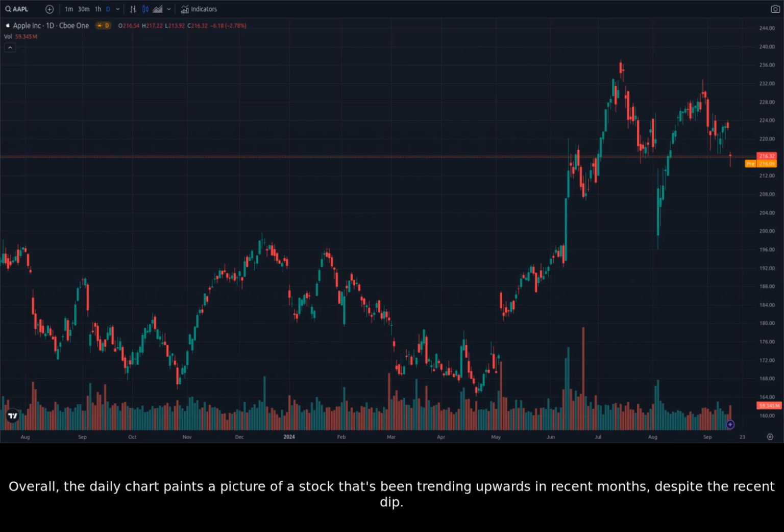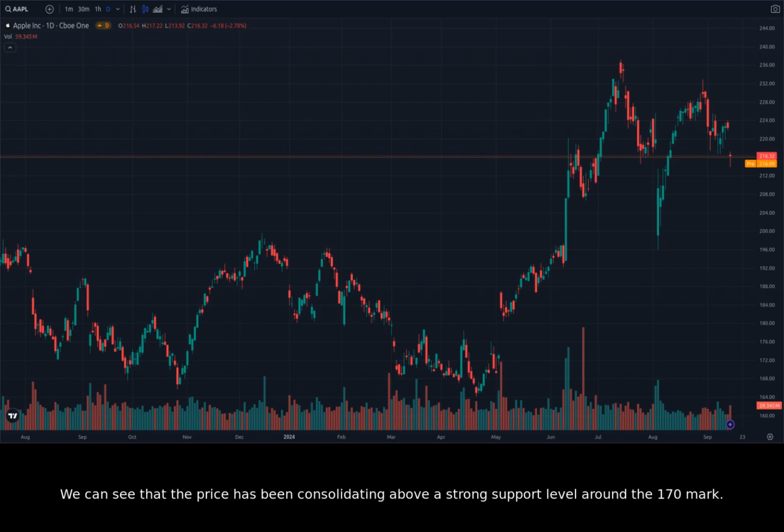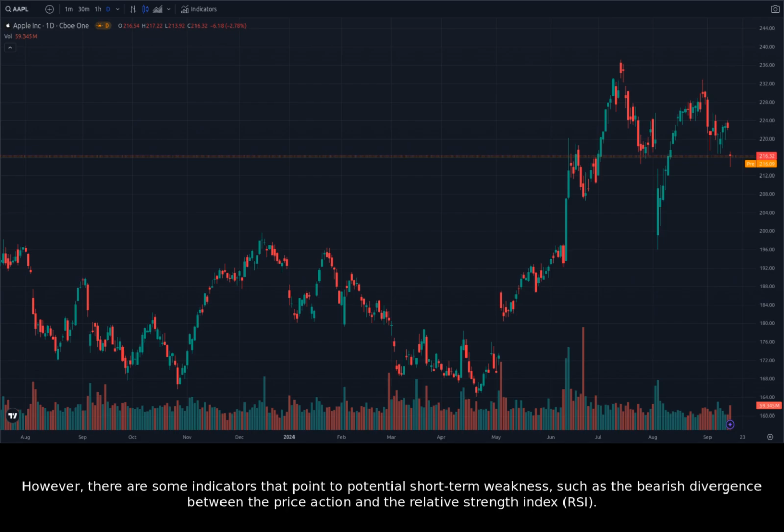Overall, the daily chart paints a picture of a stock that's been trending upwards in recent months, despite the recent dip. We can see that the price has been consolidating above a strong support level around the 170 mark. This suggests that the bulls are still in control and that the stock has the potential to bounce back. However, there are some indicators that point to potential short-term weakness, such as the bearish divergence between the price action and the relative strength index, RSI.